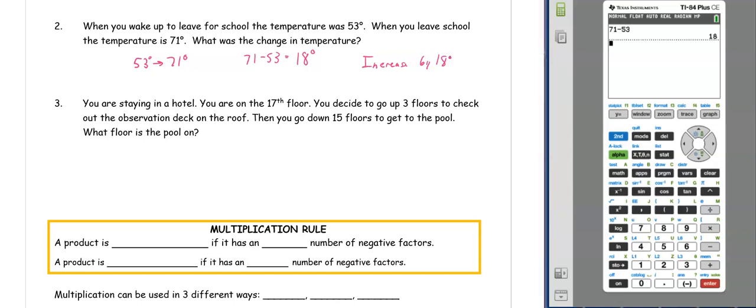Number 3, you are staying in a hotel. You are on the 17th floor. You decide to go up 3 floors to check out the observation deck on the roof. Then you go down 15 floors to the pool. What floor is the pool on? So if you start on 17 and you go up, we are adding floors. So we're going to add 3 floors. Then you went down, so we're going to subtract those floors. So 17 plus 3 is 20. Minus 15 is 5. So the pool is on the 5th floor.